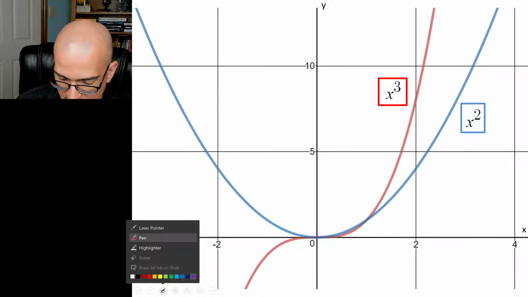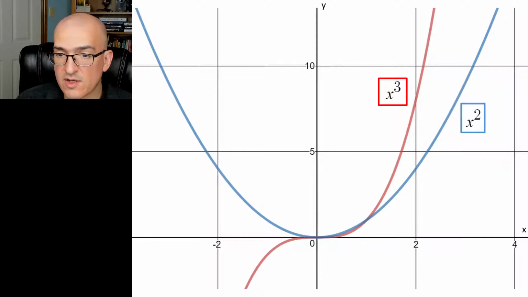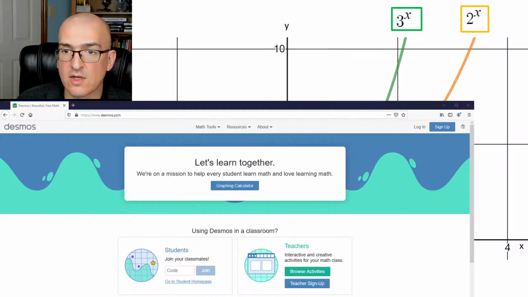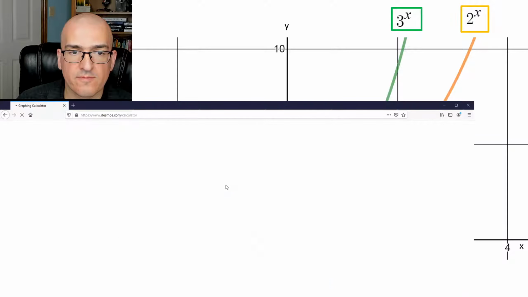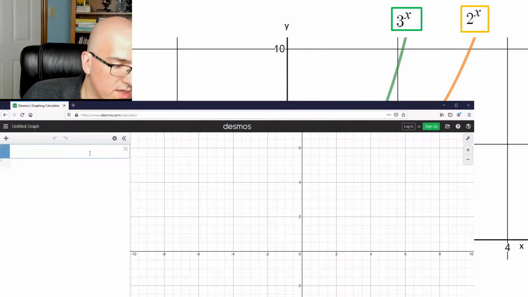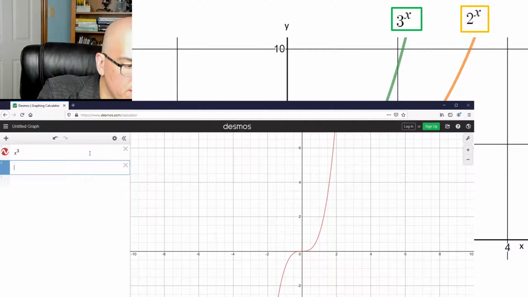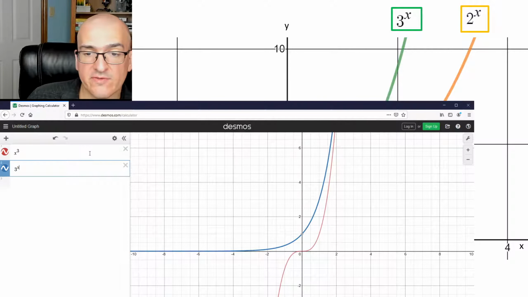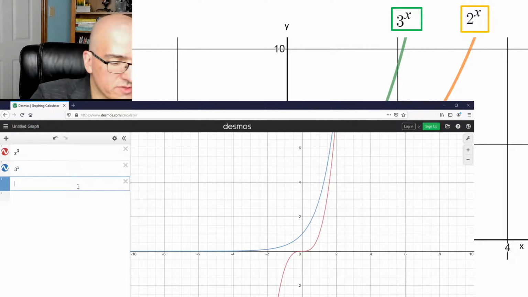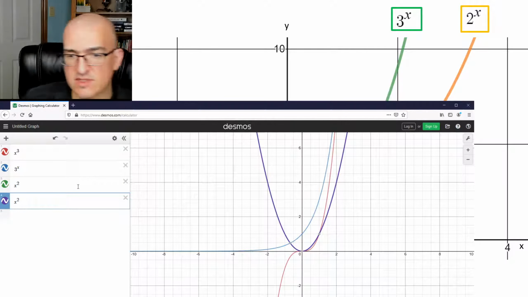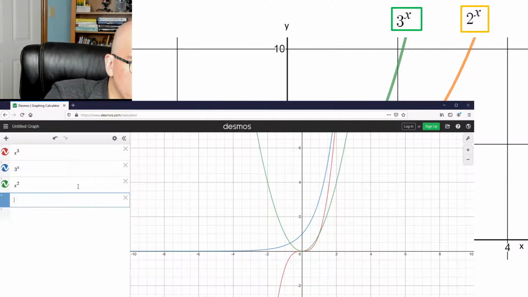Here's a graph of x to the 3 and x to the power of 2, and another graph of 3 to the x and 2 to the x. And what I'm going to do is open up Desmos and graph them together. So Desmos.com, click on the calculator. I'm going to type in x to the power of 3 and 3 to the power of x. Put them side by side. You can tell that they're very different. And then I might as well also do x to the power of 2 and 2 to the power of x.